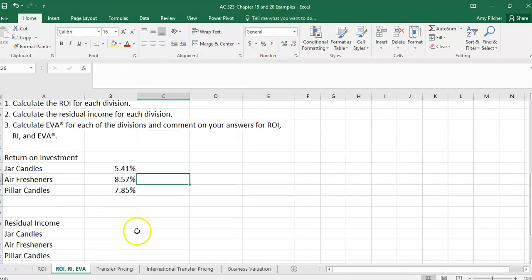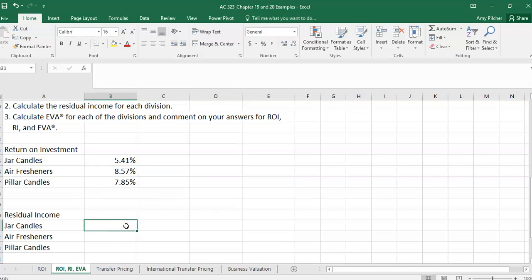We're then going to look at the residual income. The residual income for a division is the amount of income that is left over after meeting the minimum required rate of return for each division. So this will be a positive number if we're already meeting the required rate of return, and will be a negative number if we're not meeting the required rate of return.